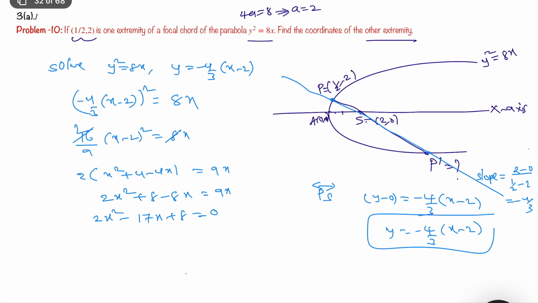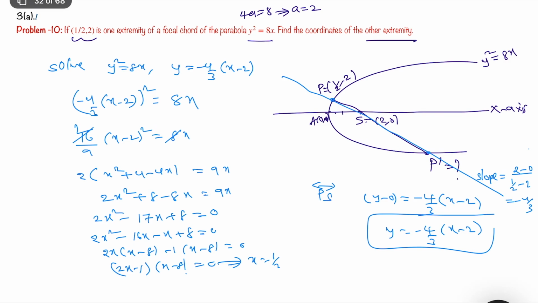This is a quadratic equation, so we can solve for x here. So the 17x I can write as 16x plus 1x, so 2x square minus 16x minus x plus 8 equal to 0. So this is going to be 2x times (x minus 8) minus 1 times (x minus 8) equal to 0. So we will get (2x minus 1) times (x minus 8) equal to 0. That implies x equal to 1 by 2, x equal to 8.